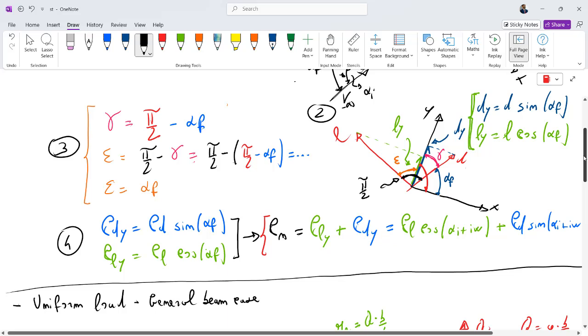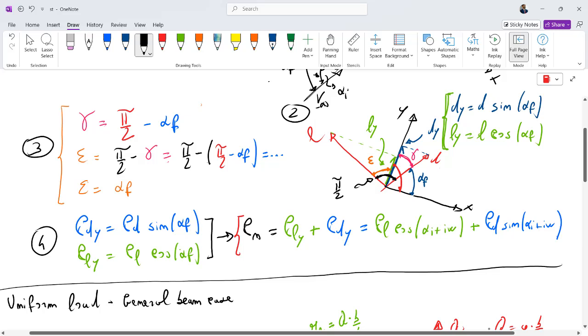The combination of these two quantities gives us the normal coefficient, the local normal coefficient, that will be very important for us in the next part of the video, when we will calculate the local span loading and the local load acting on the wing. So Cn is equal to the summation of CLY plus CDY, but CLY and CDY are listed in equation number 4. Alpha final is the sum of alpha initial plus E wing, so the incidence of the wing. So the Cn is calculated.